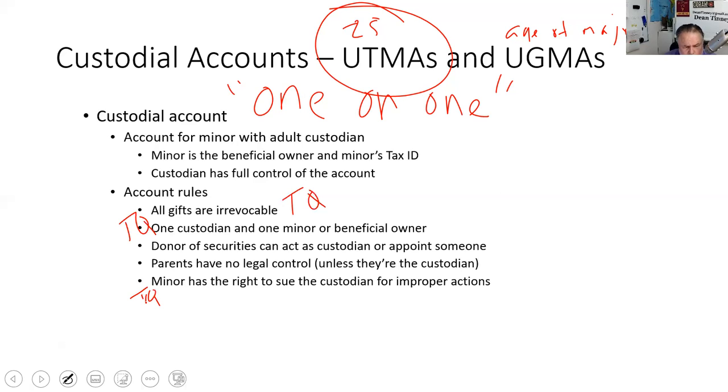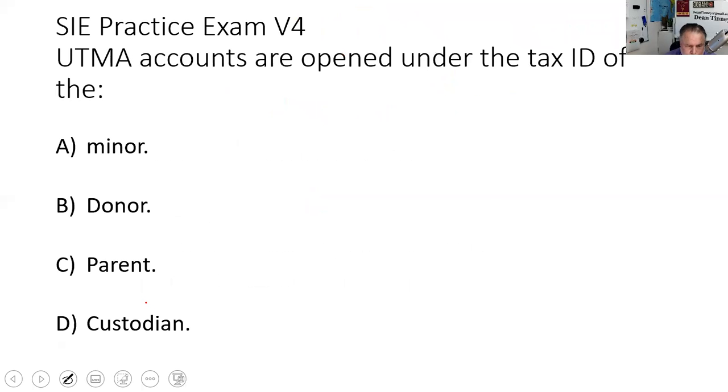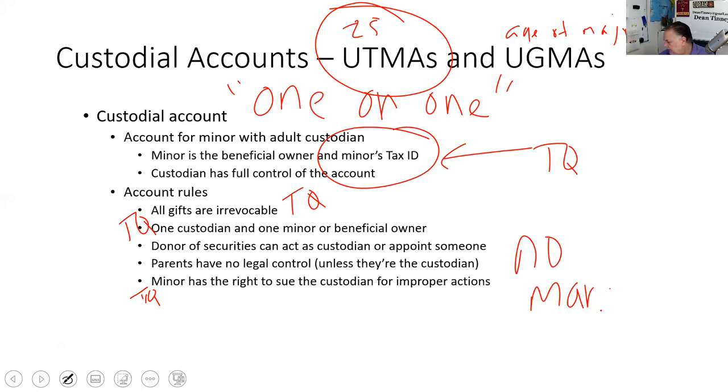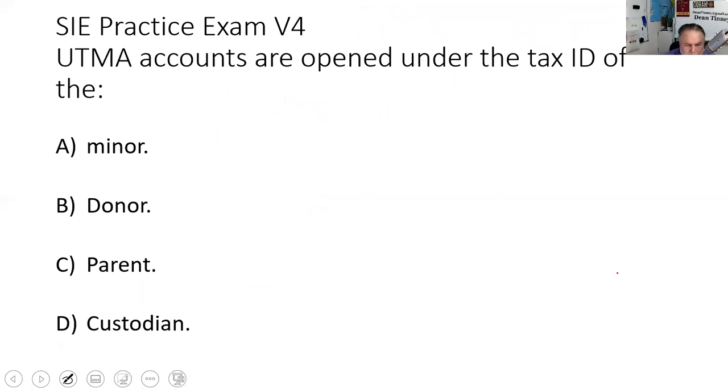One other test question. We don't open accounts for minors directly. So the only way we're going to open an account for a minor is through one of these custodial accounts, either a UTMA or a UGMA. By the way, I don't see it here. Let's add, there we go. I just want to make sure you have that as a test question. That too is a test question. Remember we had another test question, no margin. So it's got to be a cash account. UTMA accounts are opened under the tax ID of the minor. That's very much a test question. You want to get these point and click questions correct.